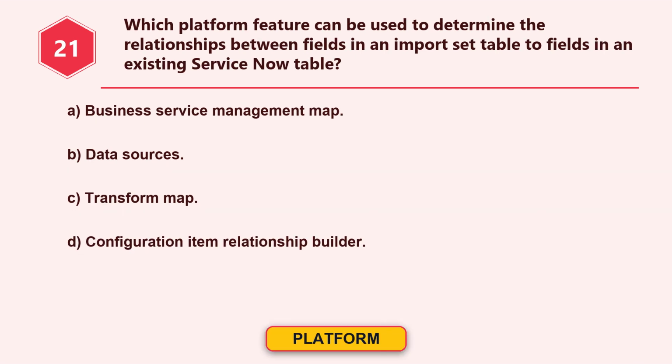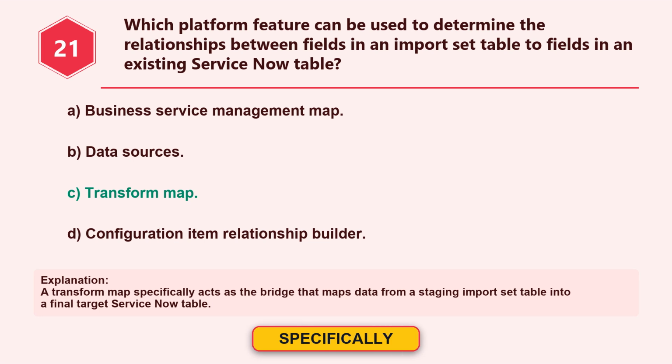Question 21. Which platform feature can be used to determine the relationships between fields in an import set table to fields in an existing ServiceNow table? Option A. Business Service Management Map. Option B. Data Sources. Option C. Transform Map. Option D. Configuration Item Relationship Builder. The correct answer is option C. Transform Map. A transform map specifically acts as the bridge that maps data from a staging import set table into a final target ServiceNow table.